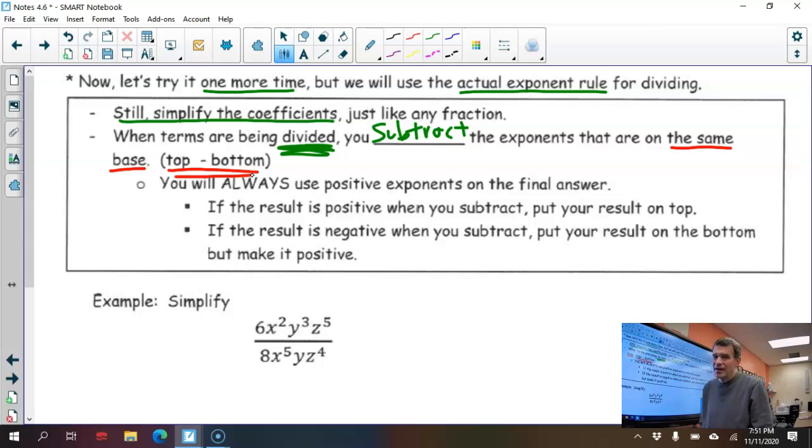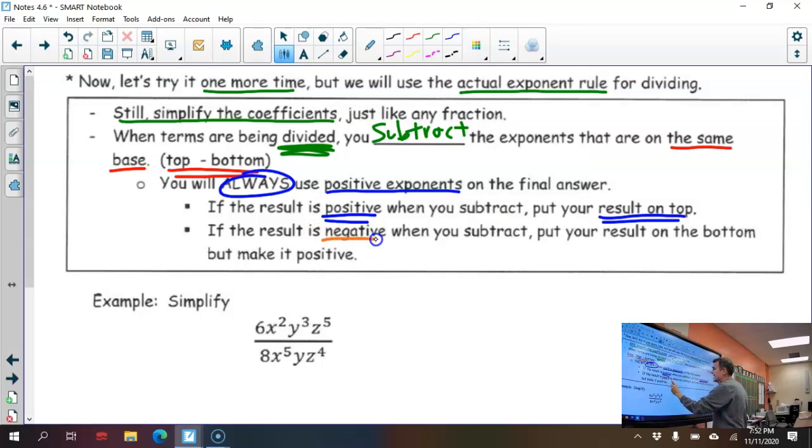So sometimes when you do that, you're going to get a negative answer, and sometimes you're going to get a positive answer. Here's what you do. You always want a positive exponent in your answer. So if the result is positive when you subtract, put your result on top. But if the result is negative when you subtract, put your result on the bottom. But notice, make it positive when you put it there.